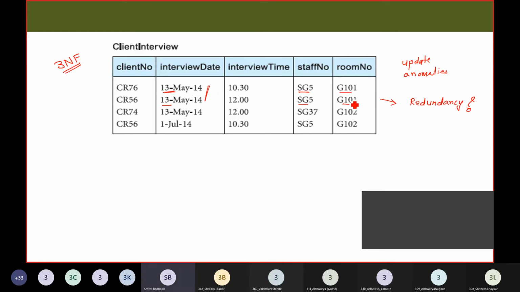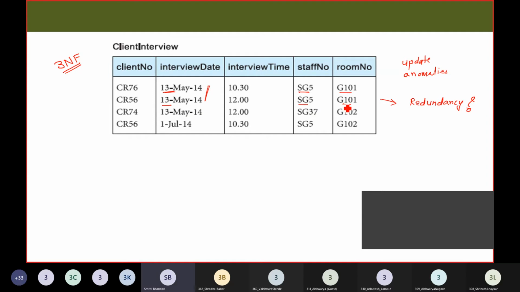Here, in this instance, the room number is repeated twice because staff number SG5 on 13th of May has been allocated room number G101, and this staff member is conducting 2 interviews on that date, right? So the same room number is repeated twice here.